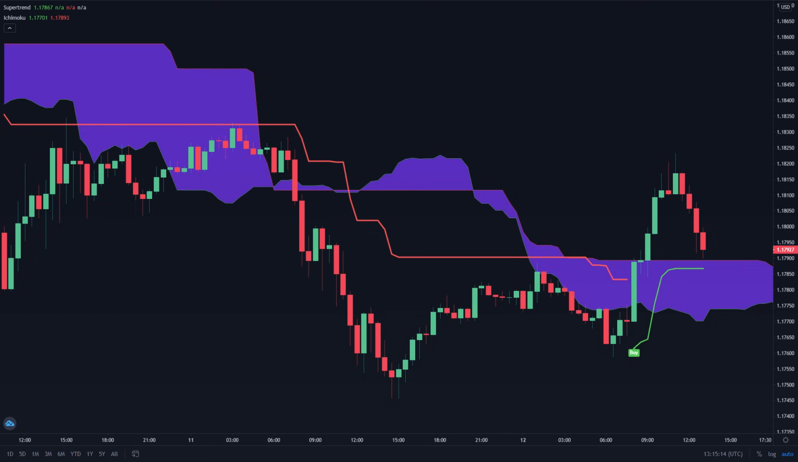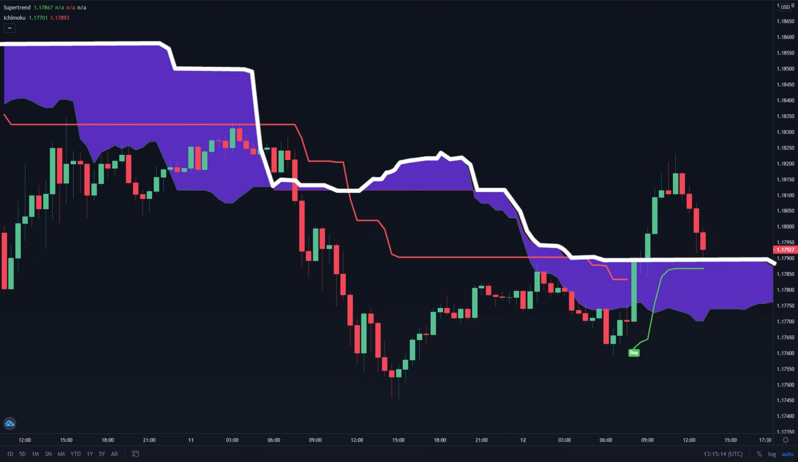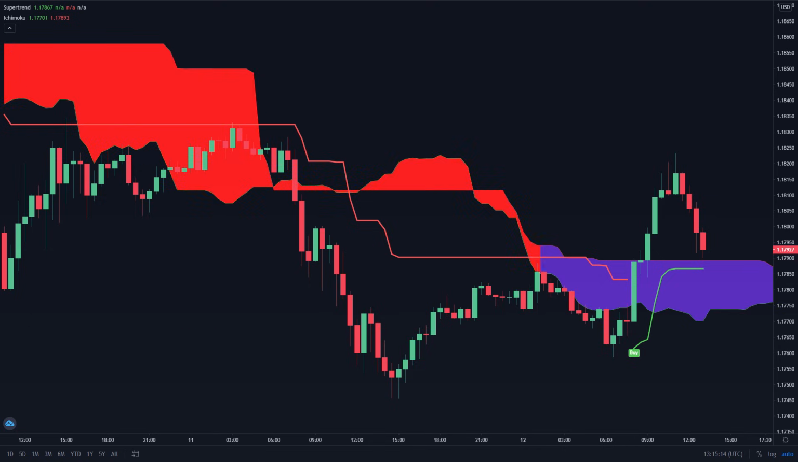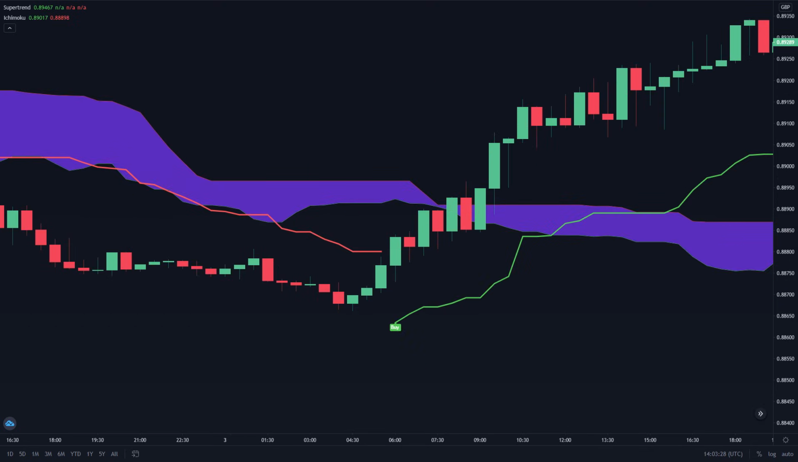The rules of the Kumo Cloud is very simple. If the price is above the Kumo Cloud, you only take buy signals. And if the price is below the Kumo Cloud, you only take sell signals. But if the price is inside the clouds, you don't take any positions. Let me give you an example.